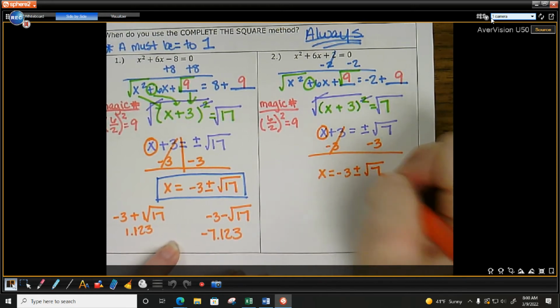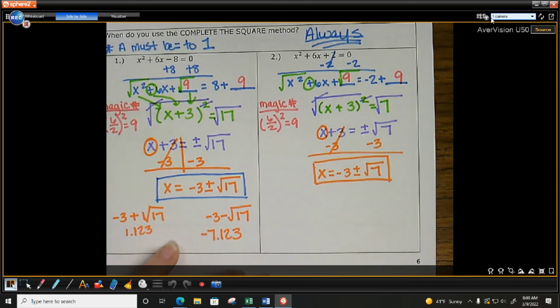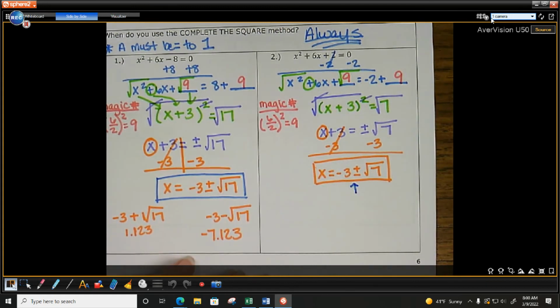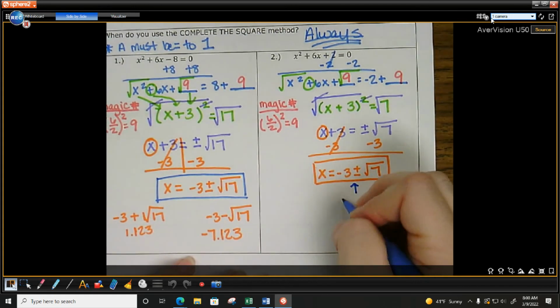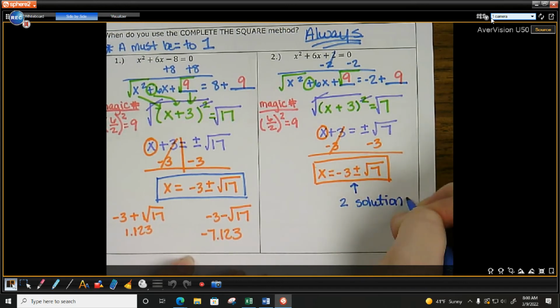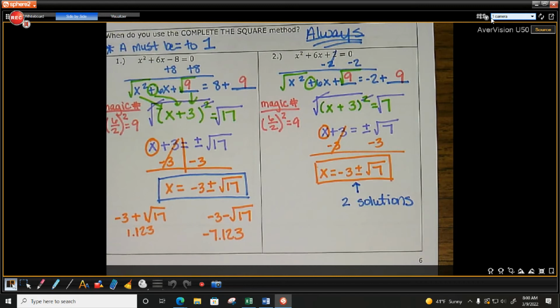How many solutions are here? This is 2 solutions. Even though it looks like only 1, it's still 2 solutions because one solution is 3 plus the square root of 7 and one is negative 3 minus the square root of 7, and they're going to give you different answers.